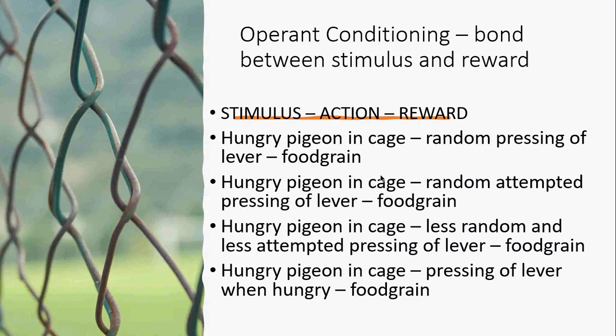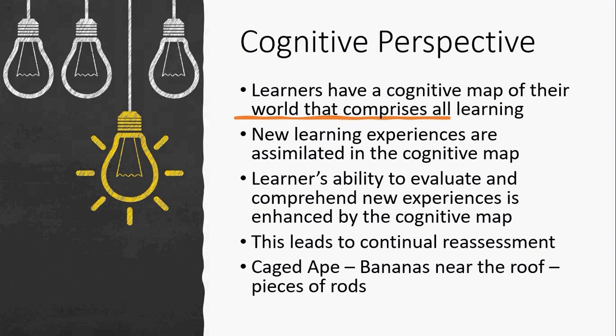Finally, the pigeon has become intelligent. It understands the association between the pressing of the lever and the food grains. So once there is a stimulus and there is an action on it, it is rewarded. In the final stage, the clever pigeon has learned that the moment it presses the lever, it will get food. This is operant conditioning.